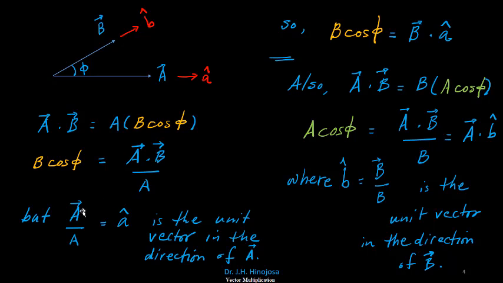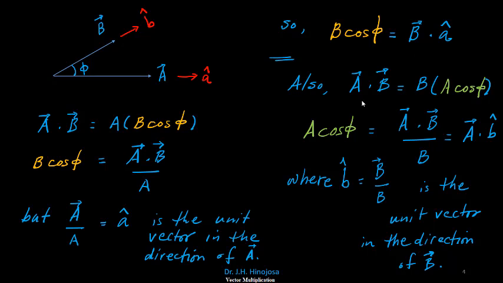But the magnitude of A in the denominator and in the numerator, the vector A, gives us the unit vector in the direction of A. So anytime we want to find, in general, a unit vector in the direction of a given vector, we take the vector itself and divide it by the magnitude of that vector. So this gives us the unit vector in the direction of A. So we can write that B cosine phi is then B dot unit vector A.